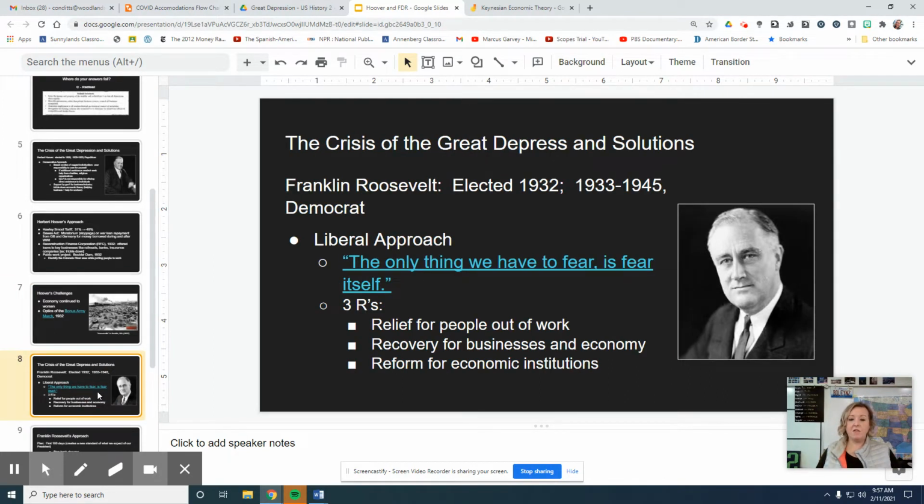But as we ended our last class, we introduced you to Franklin Roosevelt and his approaches and identified that while Hoover took some conservative approaches, Franklin Roosevelt is going to be on the other end of the spectrum, taking a more liberal approach. And we shared with you a snippet from his inaugural address with the most famous lifted phrase from it, which is the only thing we have to fear is fear itself.